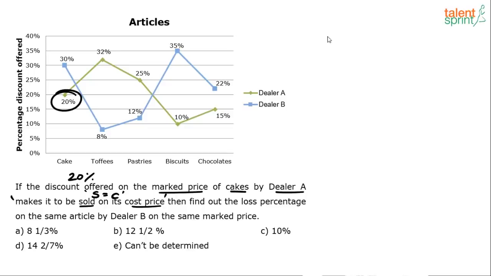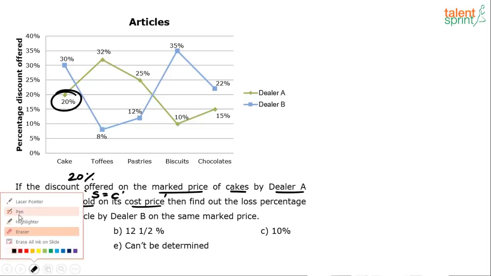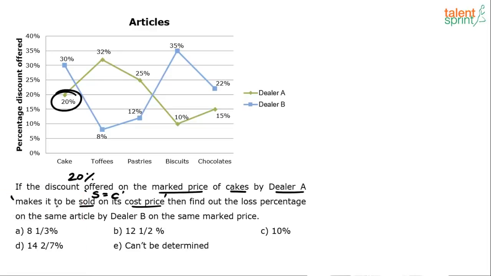Meaning what? Let's assume the cost price for dealer A on cakes is rupees 100. Okay, cost price is 100. What will be the selling price? 100. Cost price is equal to 100. Discount is equal to 20%. Selling price is also equal to 100. This 20% of what? Of marked price. Discount is 20% of marked price.